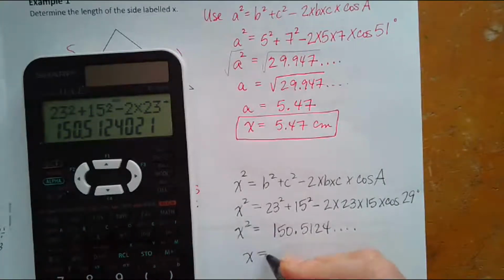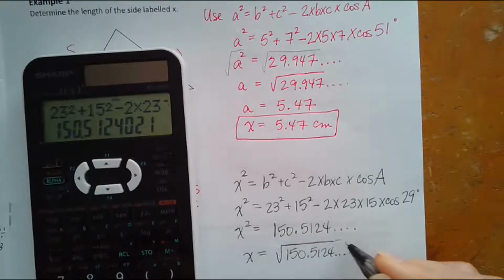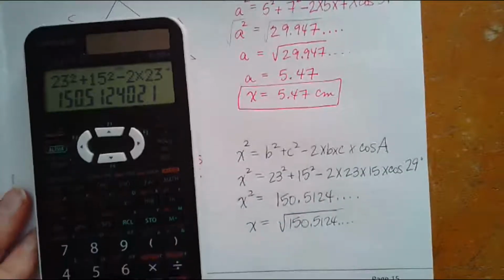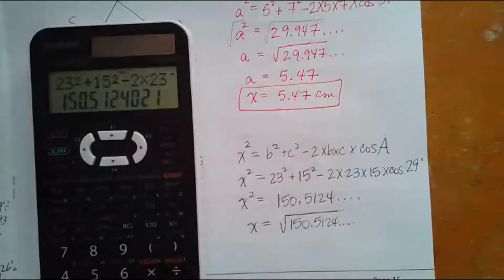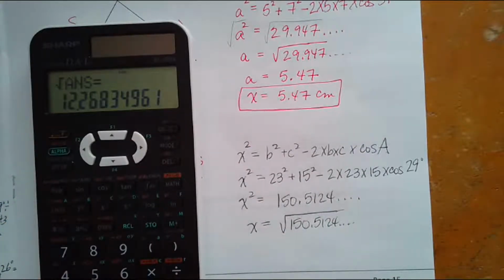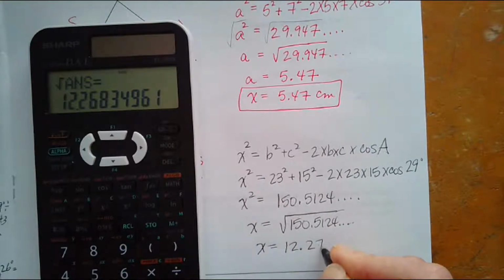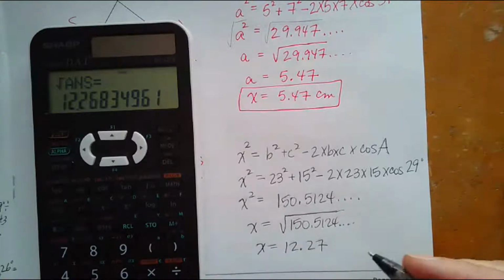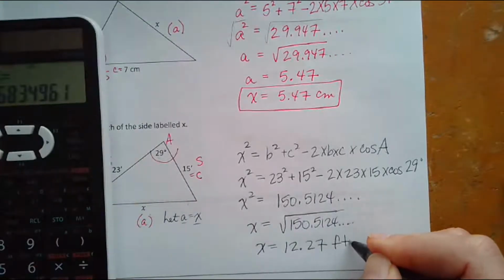So X will equal the square root of this number, 150.5124. And in my calculator, and I think most of your calculators probably work the same, I leave this big number in my calculator and I just square root it and then hit equals. So X should equal 12.27 if I round correctly. And I think that was feet. That little tick means feet.